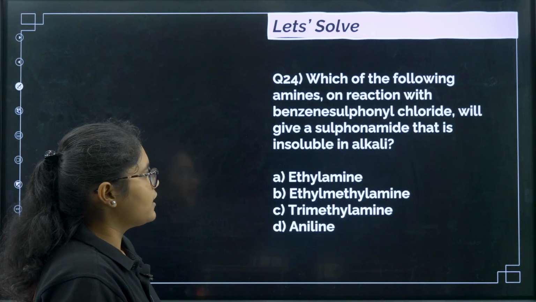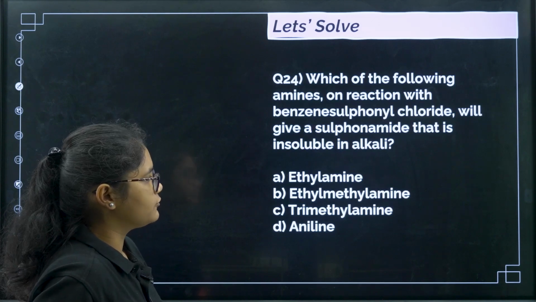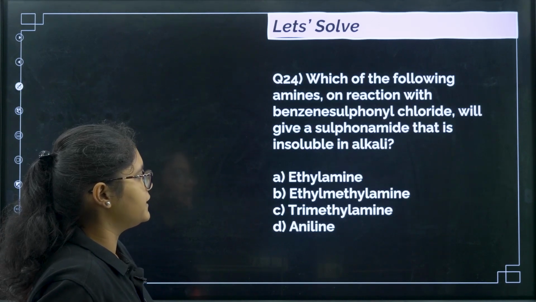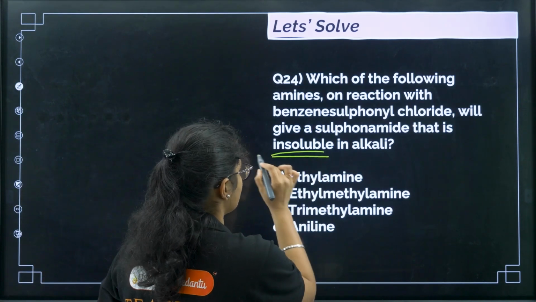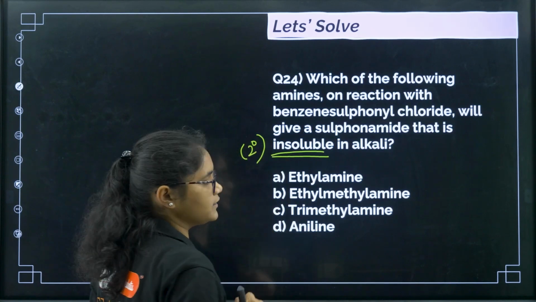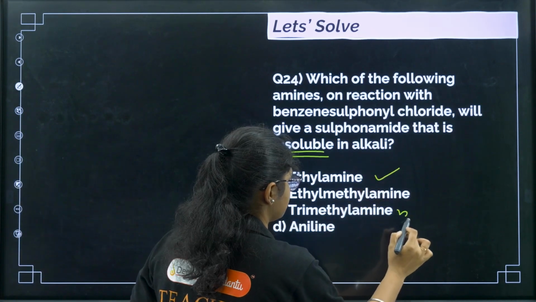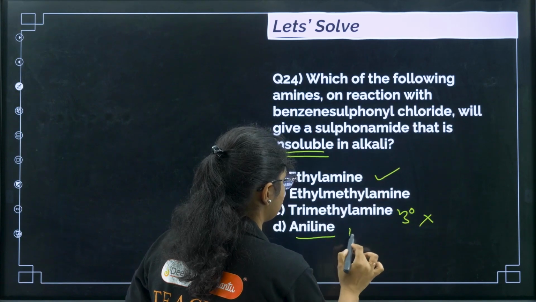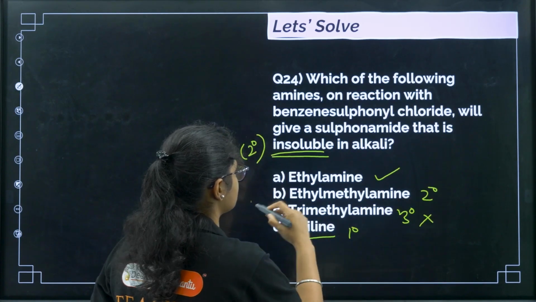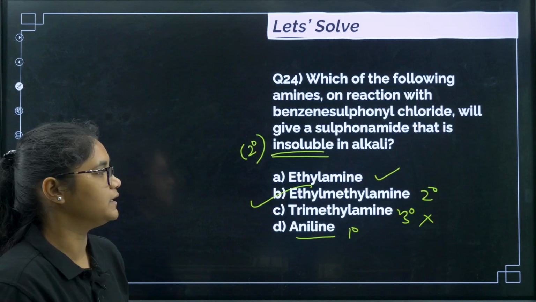Next, which of the following amines on reaction with benzene sulfonyl chloride will give a sulfonamide that is insoluble? For insoluble, the condition is it should be a secondary amine, right? So if you see, this is primary, this is tertiary, so this will not react. This is again primary, this is secondary. So correct answer is option number B here.